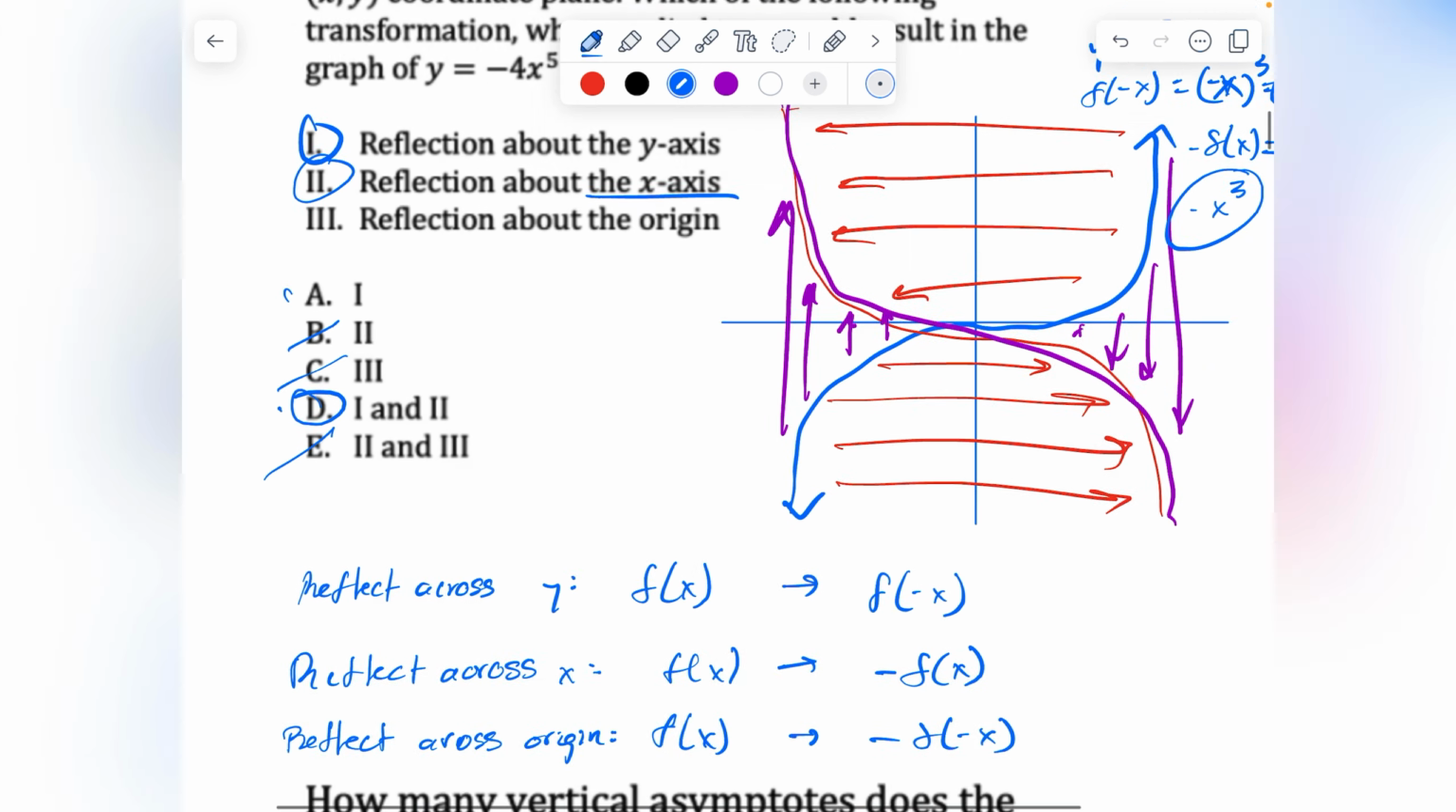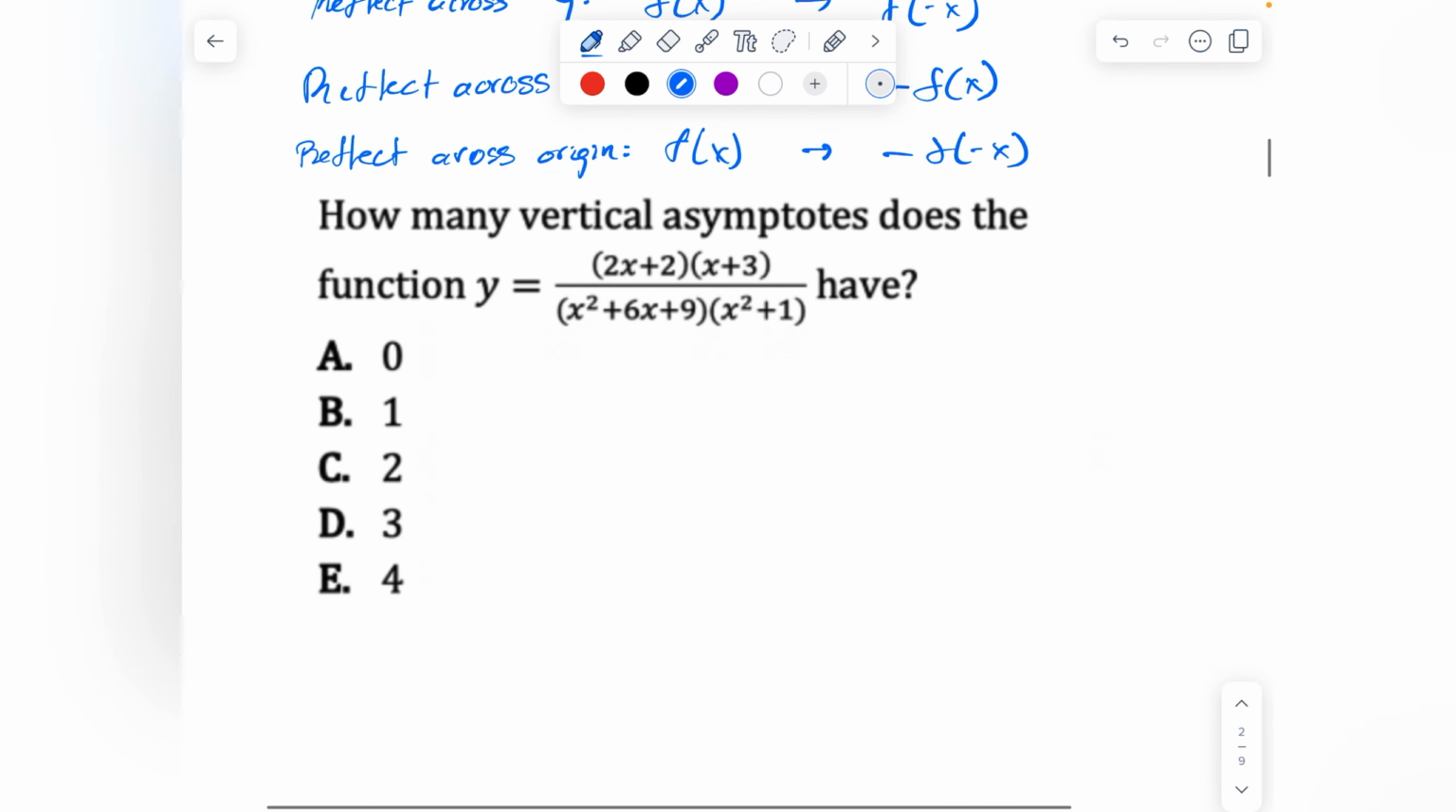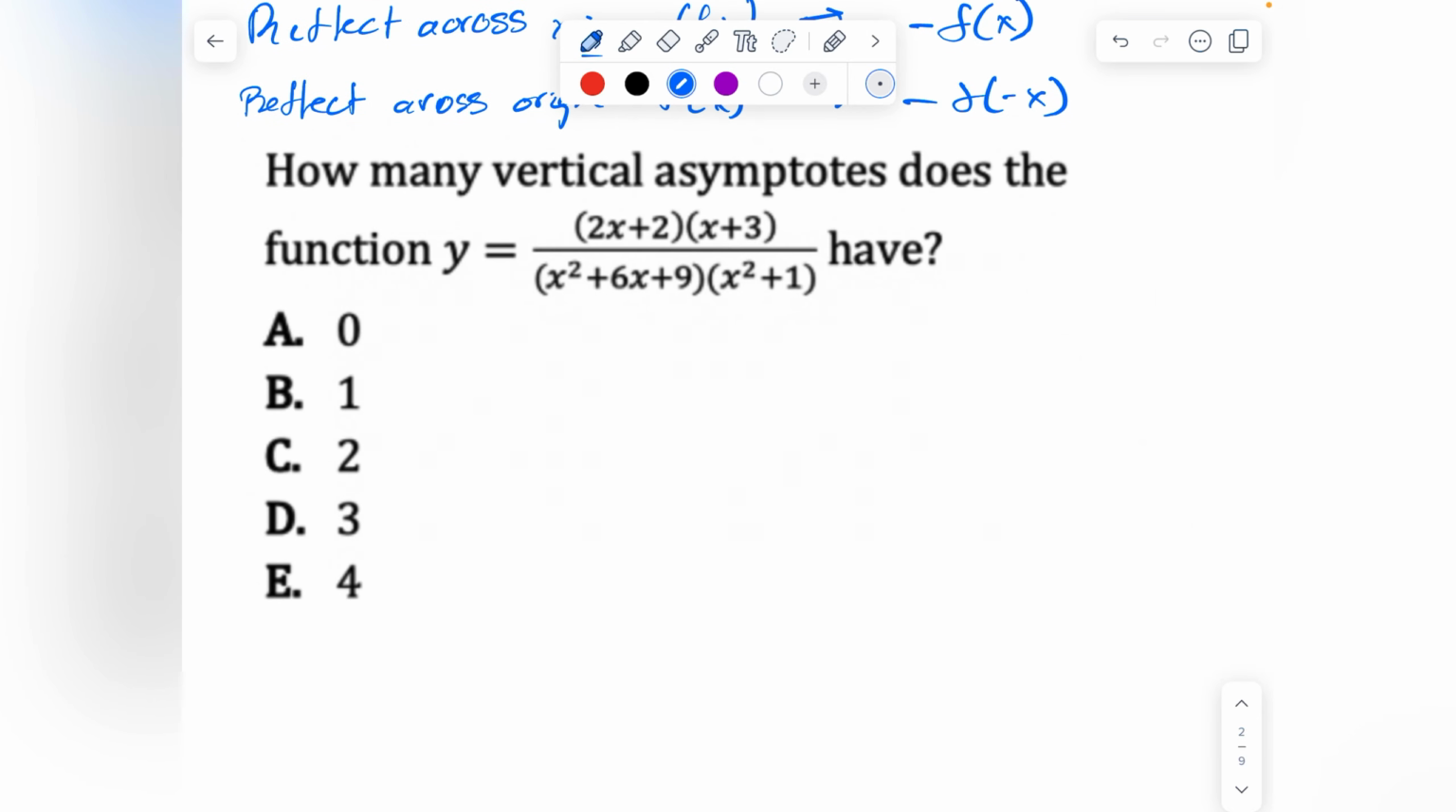All right, cool. That was a lot of time. Let's go a little faster for the rest of the video. How many vertical asymptotes does the function here have?